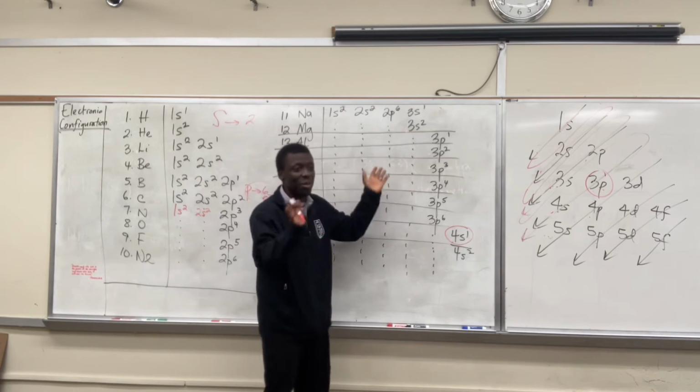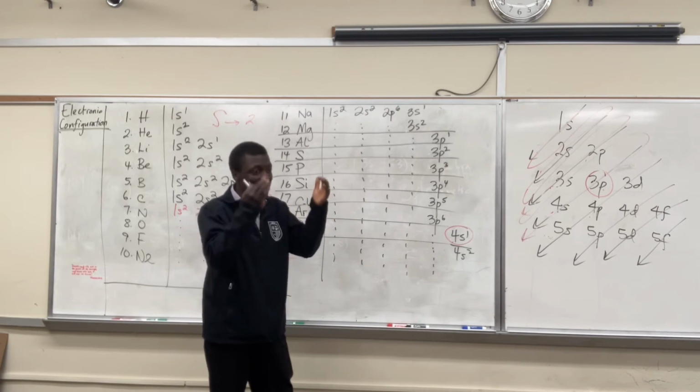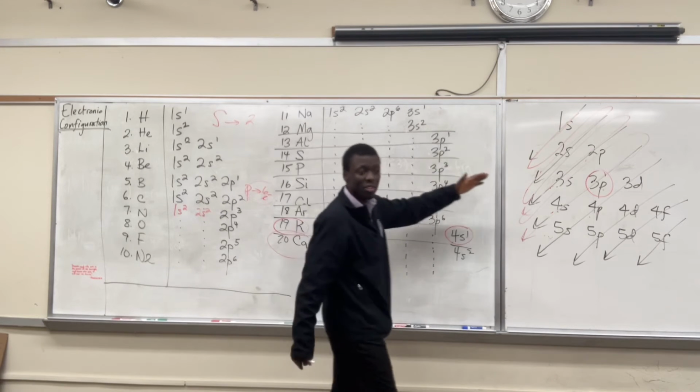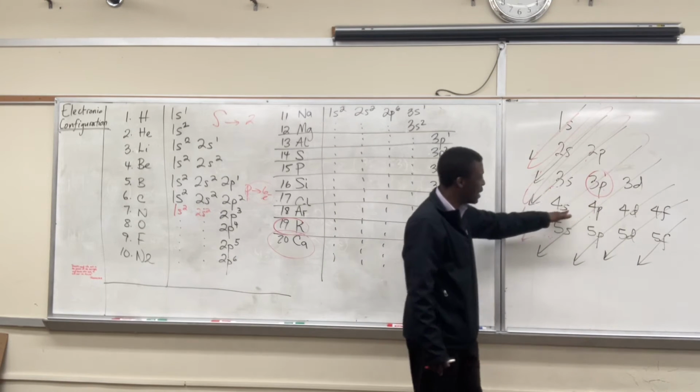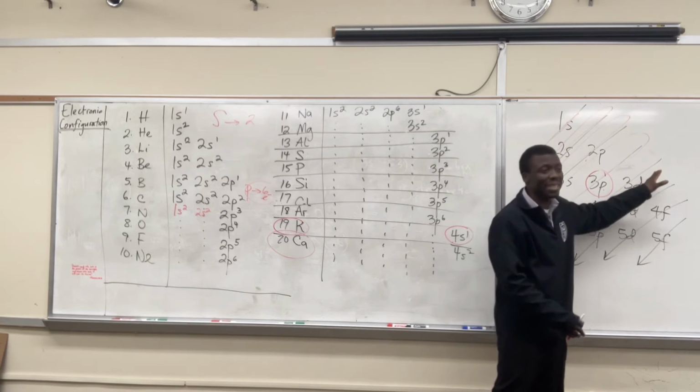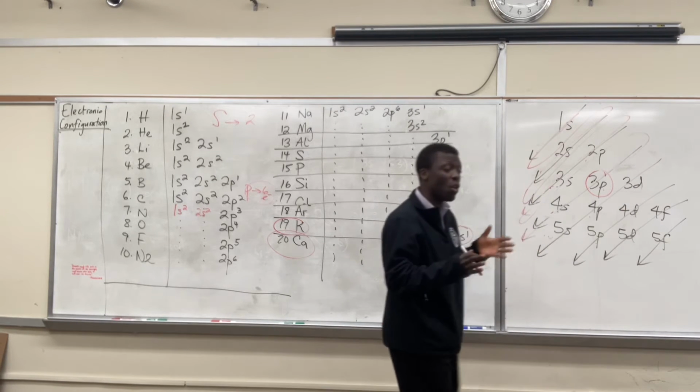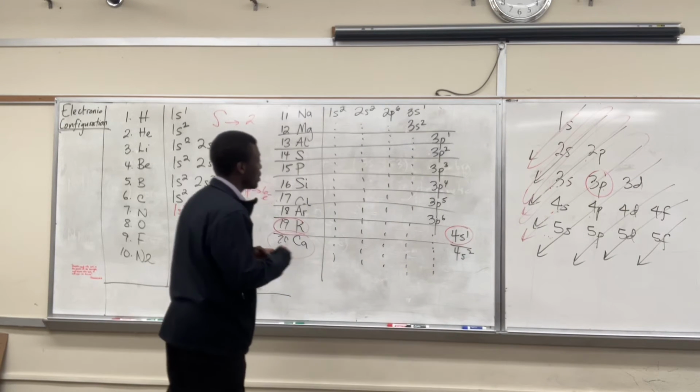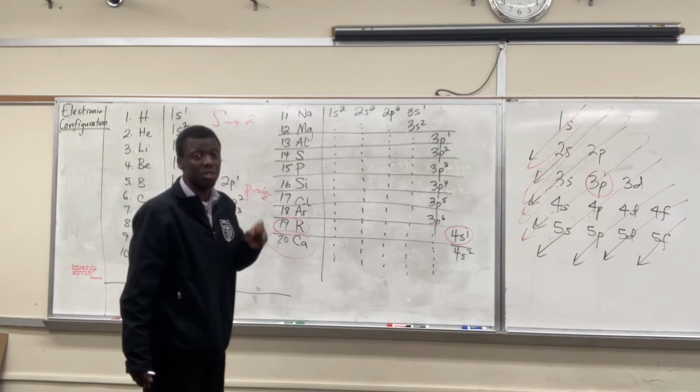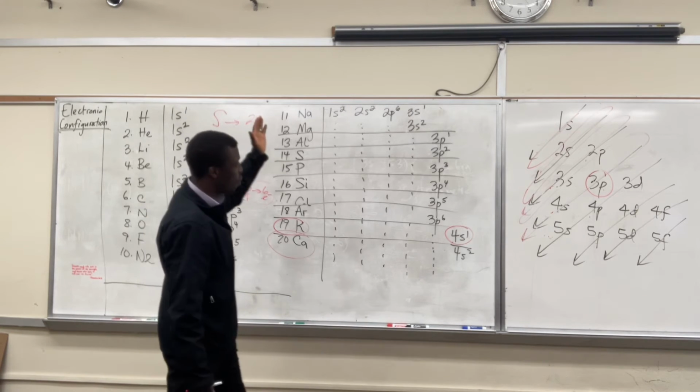Notice we never used 3D, because we never got to that energy level, right? It went from 3p to 4s before it goes back to 3D, and then d orbitals take 10 electrons. So that's how we write the electronic configuration for the first 20 elements: we go step by step.